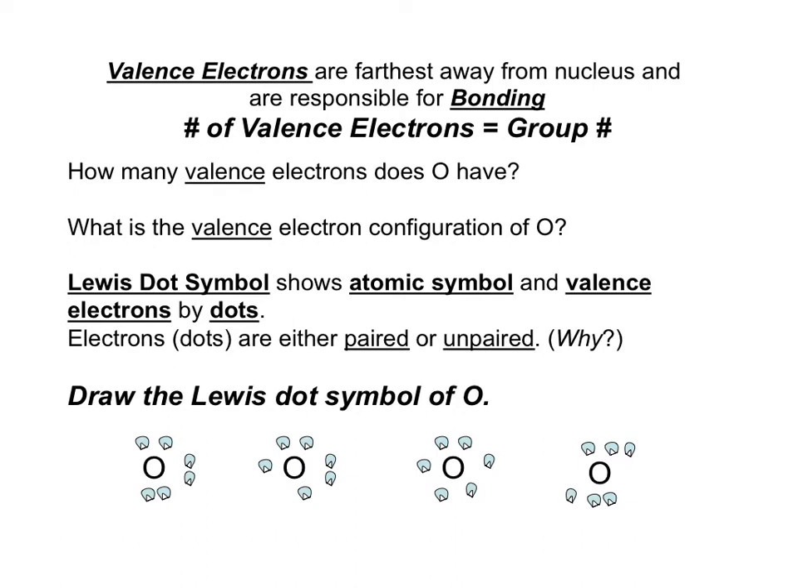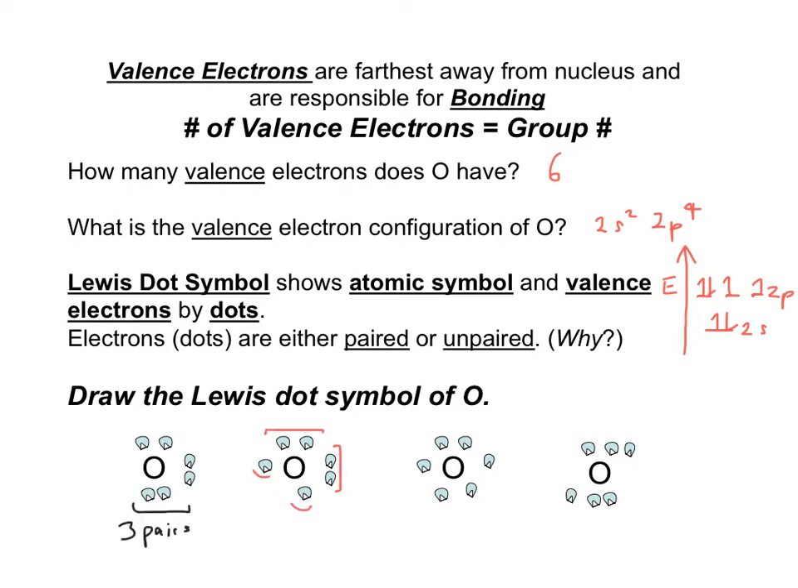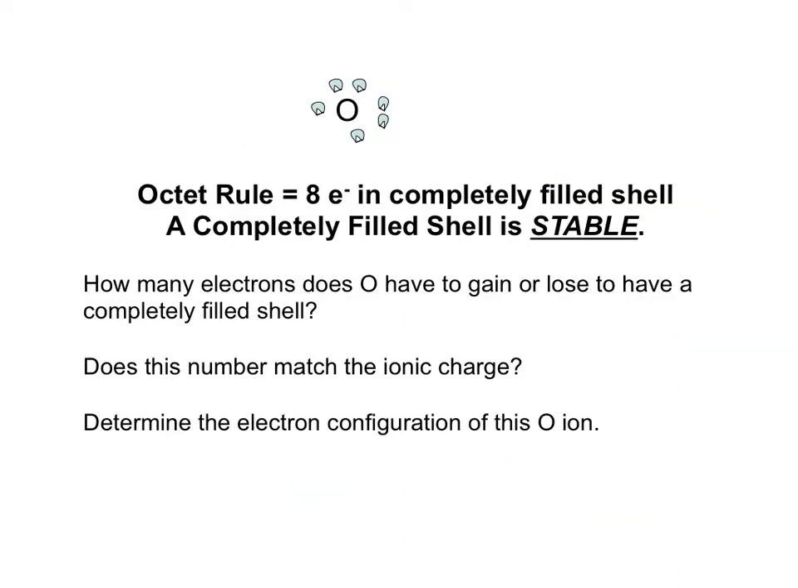Let's review valence electrons. Stop the video and answer these questions. And the answers are: oxygen is a group 6 element. What is the valence electron configuration of oxygen? An energy level diagram tells us how many electrons are paired and how many are unpaired. So the Lewis dot symbol of oxygen should show 2 pairs of electrons and 2 unpaired electrons. Not 3 pairs, not 6 unpaired, and not 2 triplets.